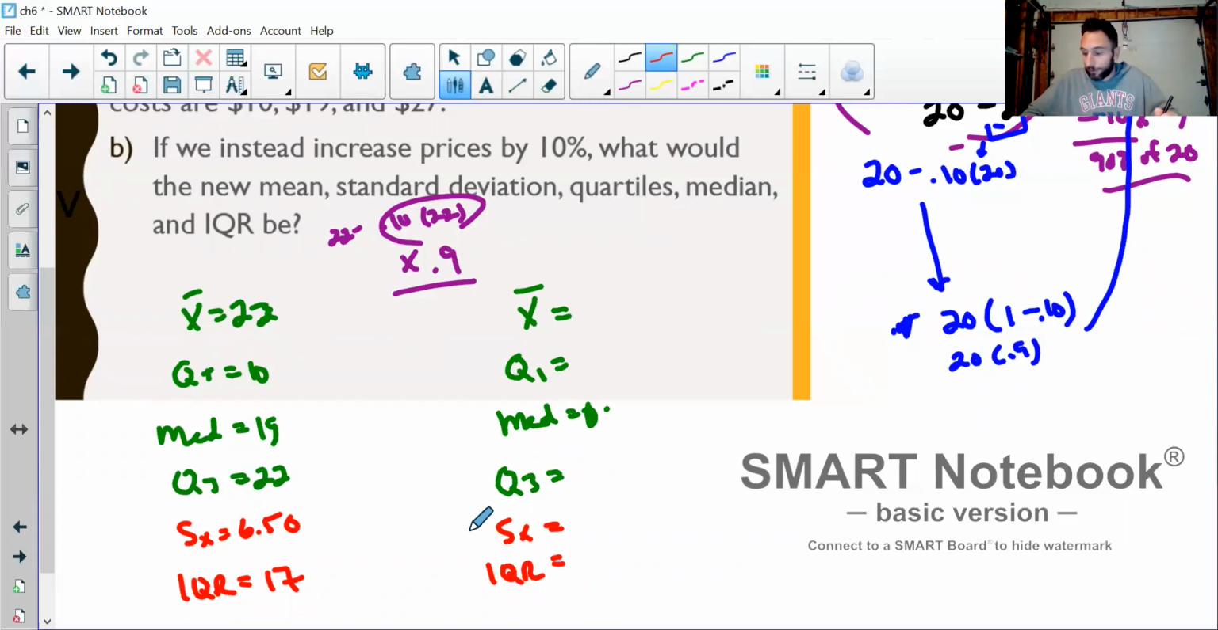Right here, everything's going to change. So rescaling changes everything. Our new mean is going to go down by 10%. So it's going to be 19.8. Our Q1, I'll type that in the calculator, is going to go down by 10%. That's going to be 9. We're going to do 19 times 0.9. That's going to give us not 171 because that makes no sense. That's going to give us 17.1. And then we're going to do 22 times 0.9. And that's going to give us 19.8 and so on and so forth.